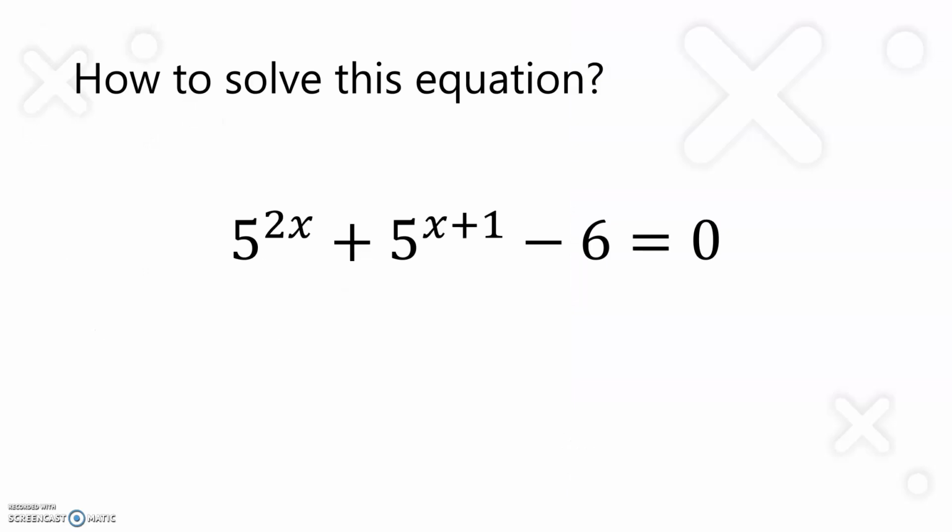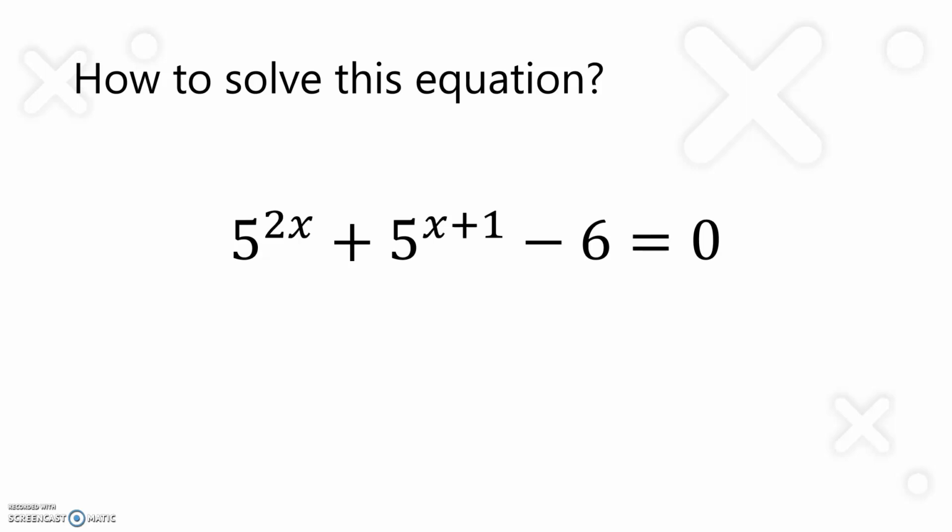If we have an equation that says 5 to the power of 2x plus 5 to the power of x plus 1 and take away 6 equal to 0, how do we solve this equation? You can pause this video and have a go.